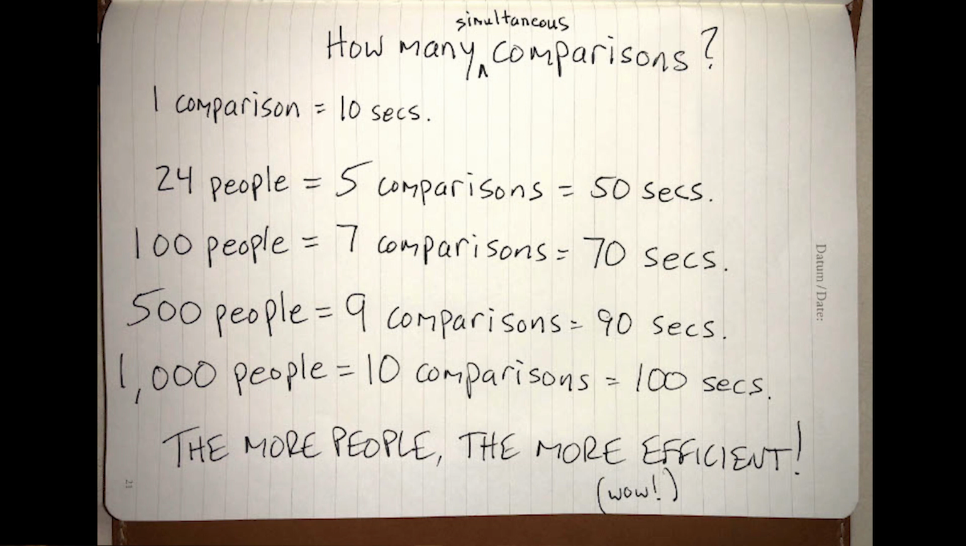It's just 100 seconds. So the core concept here is that some algorithms become much more efficient the larger the set of data you're operating on. And that's a core idea in computer science, but we can introduce this idea without a computer, just by playing a game. So that's the idea of an unplugged activity.